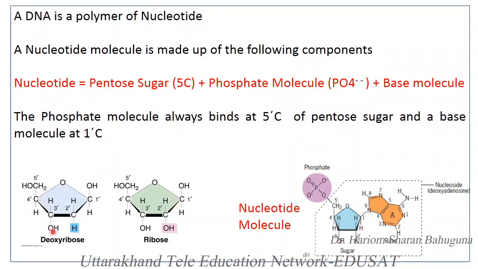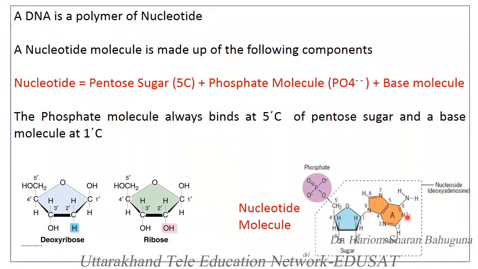Here the structure shows two types of pentose sugar. This is ribose sugar and this is deoxyribose sugar. The only difference is that in ribose sugar, which is present in RNA, there is oxygen at the second carbon of this ribose sugar, whereas in deoxyribose sugar the oxygen is missing at the second carbon, and hence this is called deoxyribose, that is devoid of oxygen at the second carbon.